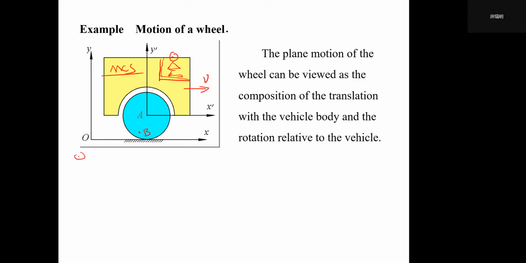But if we are standing on the ground and look at the same point, then it will have rotation around point A and it also has horizontal movement, right? Then we will find that if we stand on the fixed ground, this point B will have a very complex trajectory. We call that in Chinese 摆线, the cycloid.